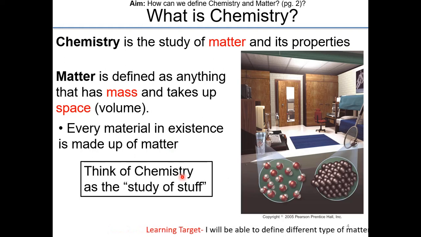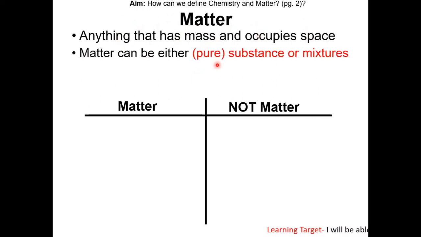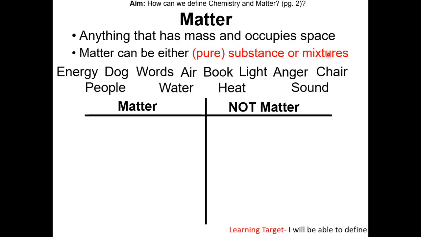One way is to think about chemistry as the study of stuff. Matter is basically stuff. So in chemistry, we're studying the stuff that is all around us. What is this stuff made of, and what can this stuff do? Just to recap, matter is anything that has mass and occupies space. Matter can be divided into 2 categories, either pure substances or mixtures. We will talk about what these 2 things are.